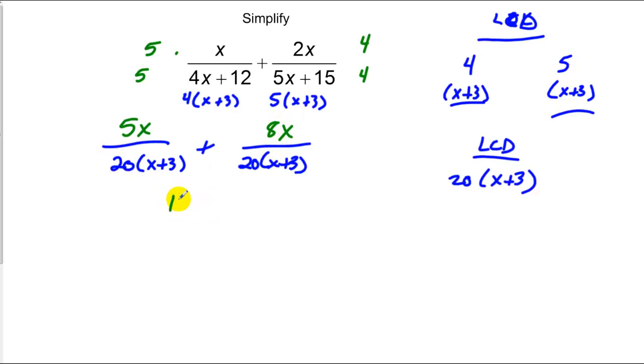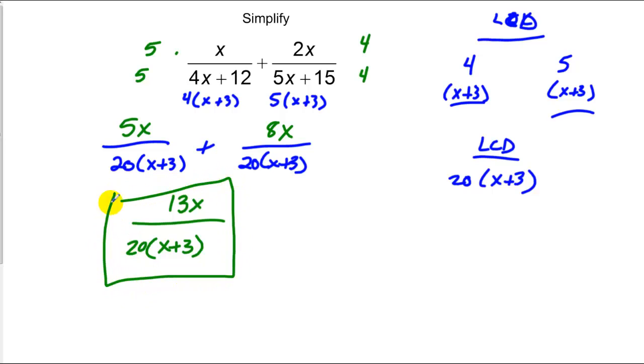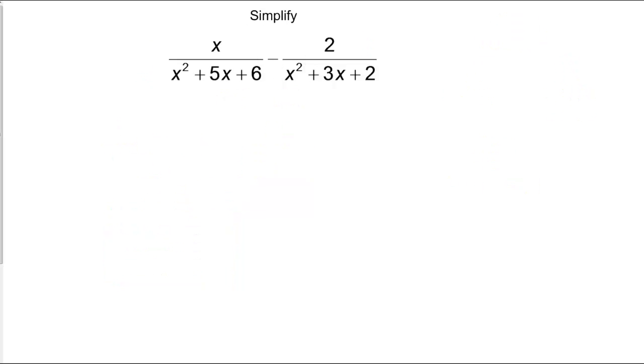Add like terms, which is 13x over 20 times x plus 3. There are no common factors left. No reducing. End of story. Now you notice I have two trinomials in my denominator. Make sure they've been factored. Always factor the denominator first.